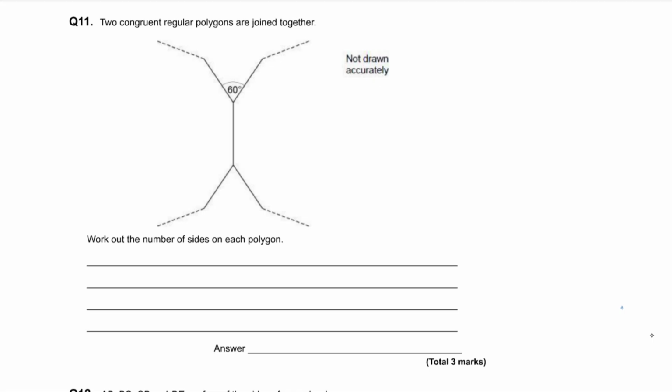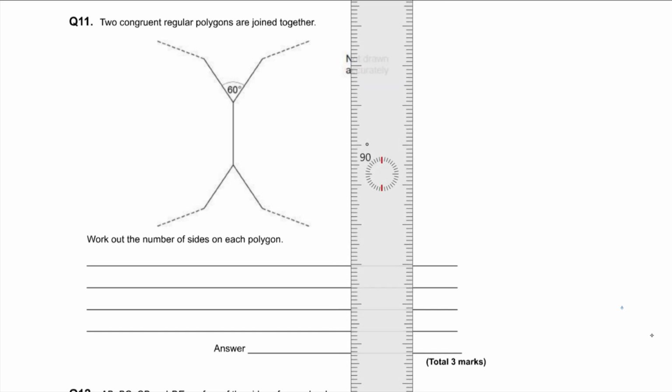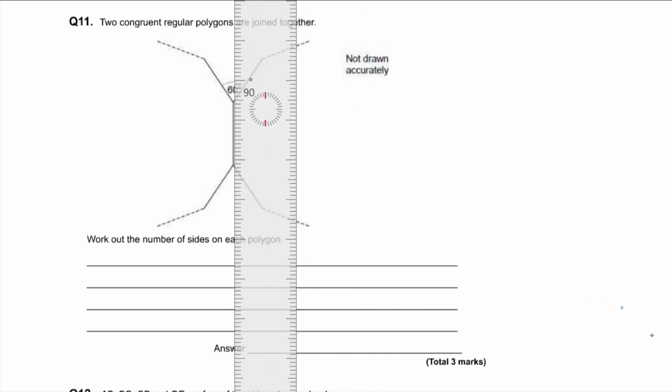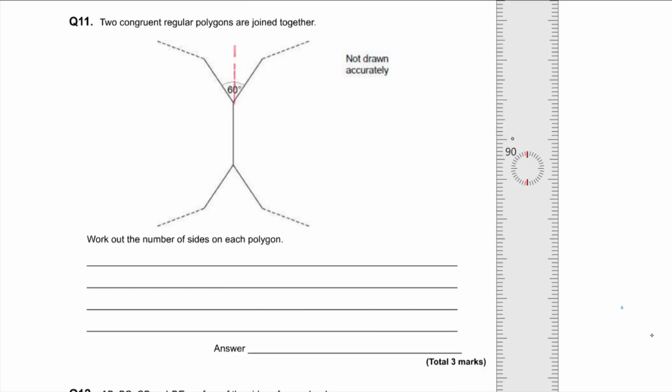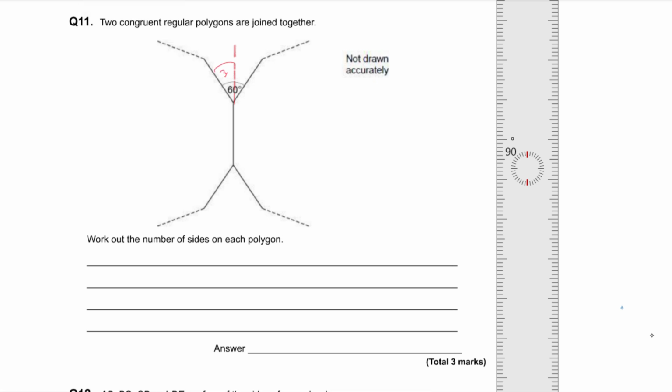Question 11. Two congruent regular polygons are joined together. Work out the number of sides on each polygon. Now, if these things are congruent, it means they're the same shape, same size, same angles. So if I take this line up here and extend it like that, then that should cut that line in half, shouldn't it? Okay, so that one there is going to be 30, and the other one's going to be 30 as well. And that's what we call an exterior angle.